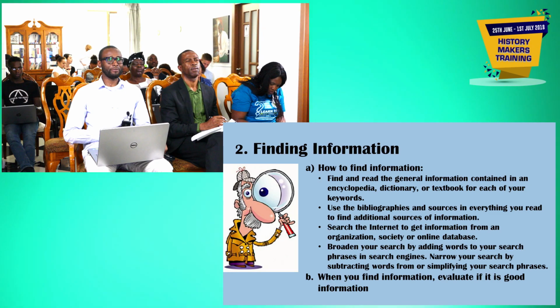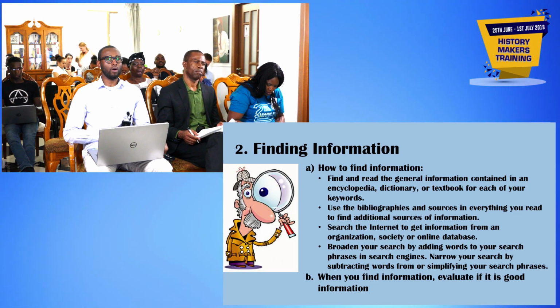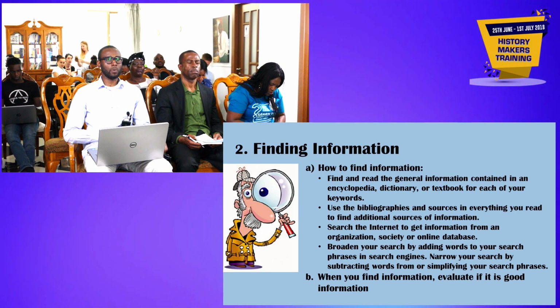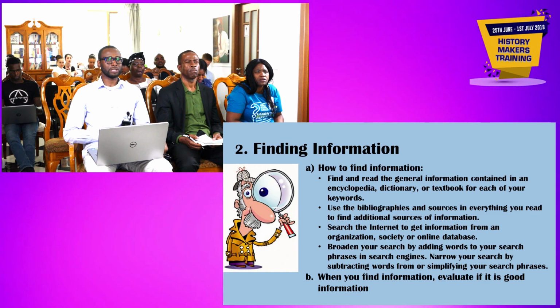Use the bibliographies and sources in everything you read to find additional sources of information. Search the internet to get information from an organization, society, or online database. Broaden your search by adding words to your search phrases in search engines. Narrow your search by subtracting words from or simplifying your search phrases. That's what you do every day on Google, right?